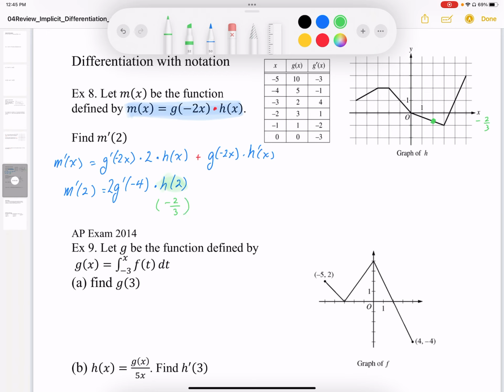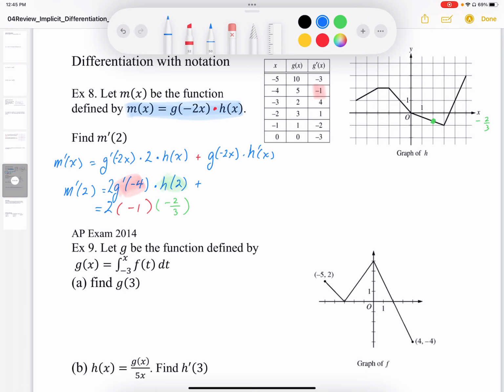The g prime of negative 4, we also can get from our graph. So g prime, when x is negative 4, g prime is negative 1. So I can then replace that part with negative 1. And that 2 needs to stay in there. So I can start replacing these pieces with information from the graph and the table.